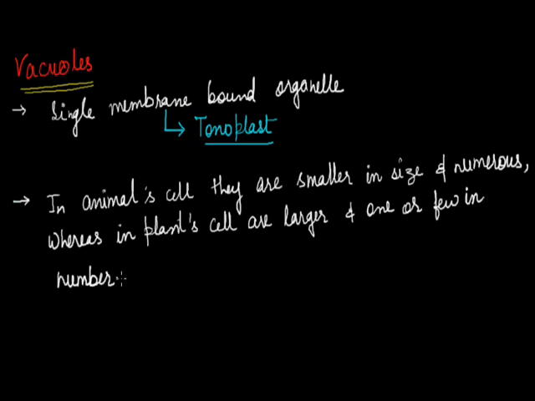In the plant cell, the vacuole can occupy up to 90% of the volume of the plant cell. Generally, these vacuoles arise from the Golgi complexes. Now, if we talk about their structure, these are single membrane bound spherical or oval rounded structures.